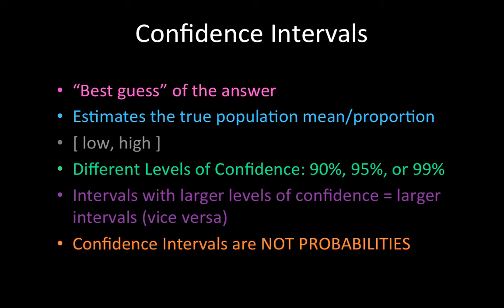Lastly, confidence intervals are not probabilities. Being confident does not mean being probable. For example, if our level of confidence is 95%, that does not mean that there is a 95% chance that the true value falls within the interval, because this implies that these intervals are random. Rather, this means that if we were to take many samples of the same sample size and compute a 95% confidence interval for each sample, in the long run, the true population mean or proportion will fall within the interval 95% of the time.